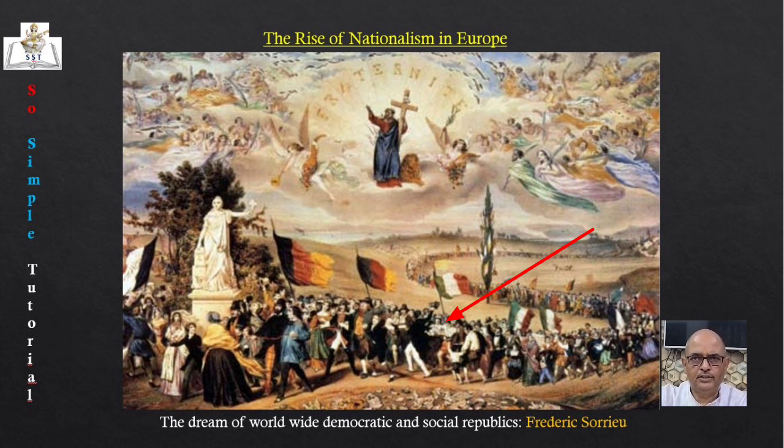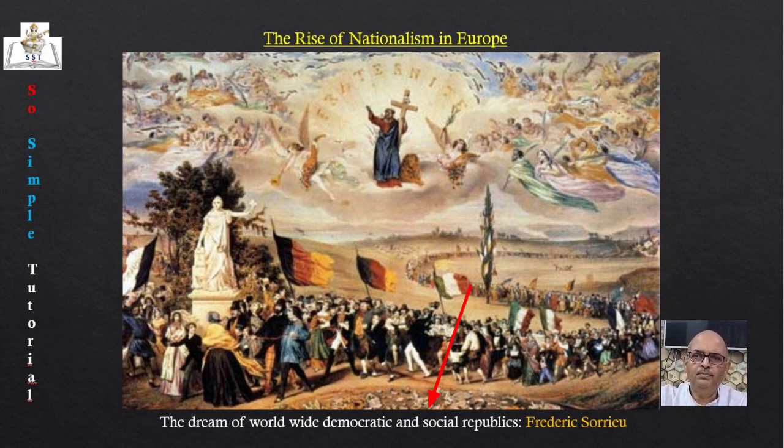First, the procession. A long train of people moving towards the Statue of Liberty, carrying their national flag and wearing their national costume. Second is the Statue of Liberty. Liberty is being personified as a female figure. The statue is holding the Charter of Rights in one hand and the torch of enlightenment in the other.